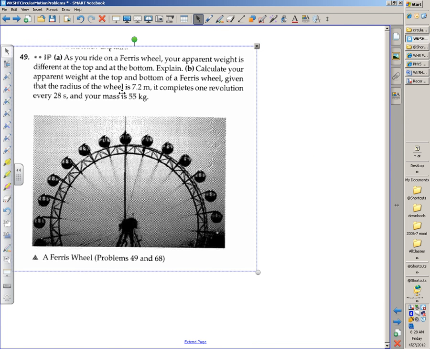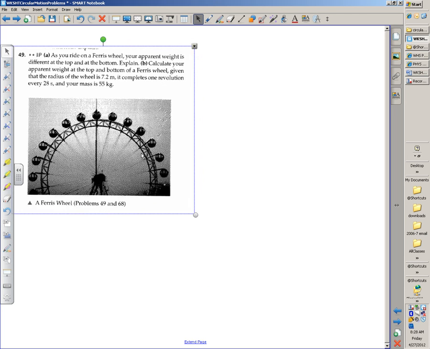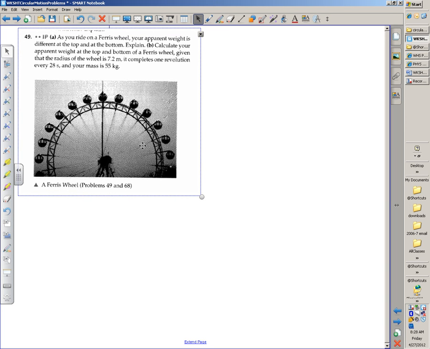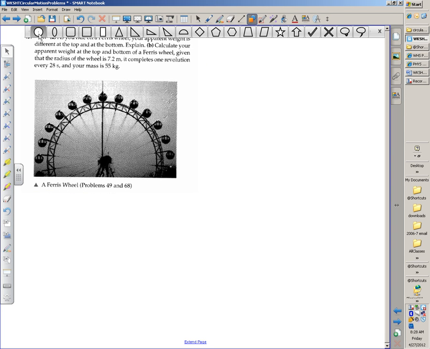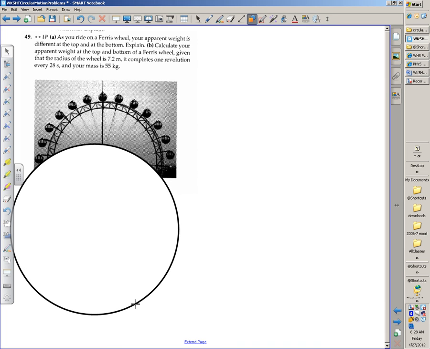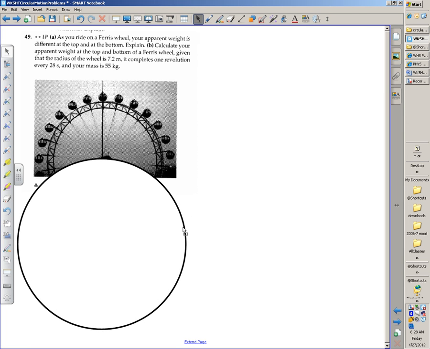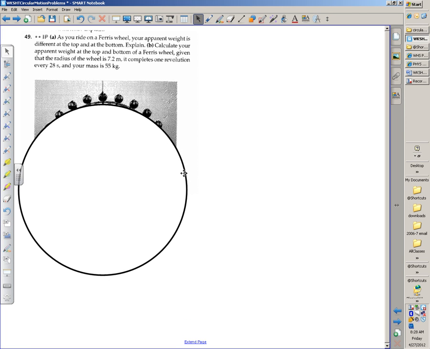All right. So now, let's do the top. So here's my Ferris wheel, or here's my circle again. Okay, oh, I can actually do that with that. Okay. All right, so if we talk about the person being here at the top, okay?